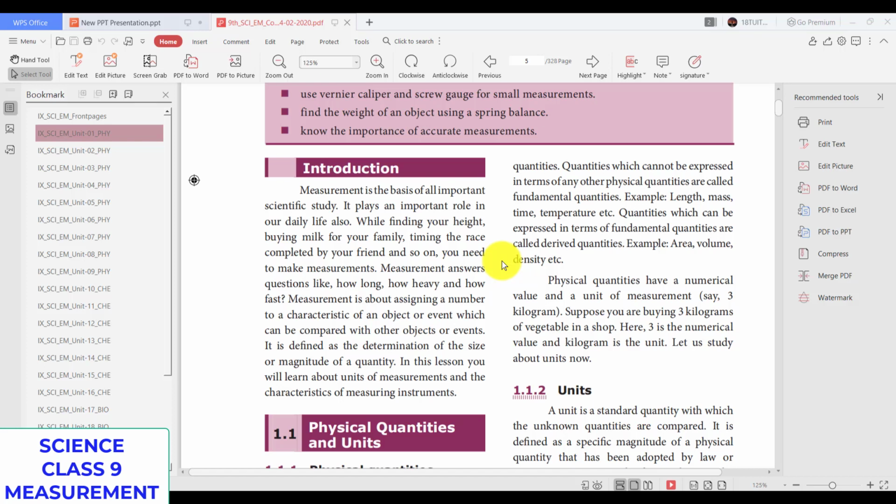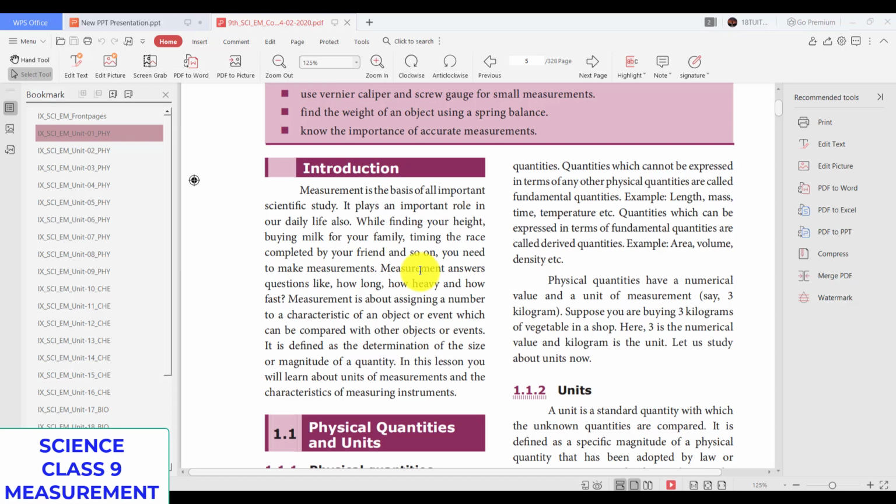Children, measurement is the basis for all important scientific study. And also, without measurement, we can't lead our life. In our daily life, measurement plays an important role, is it not? Imagine that you are going to a shop, and how will you get a particular quantity of sugar? You have to mention how much you are going to get, is it not? So, 1 kilogram, like that we are using measurement in our daily life.